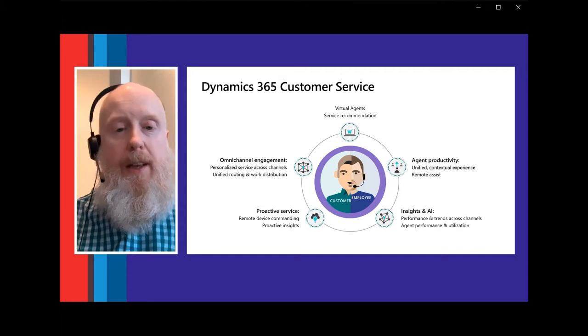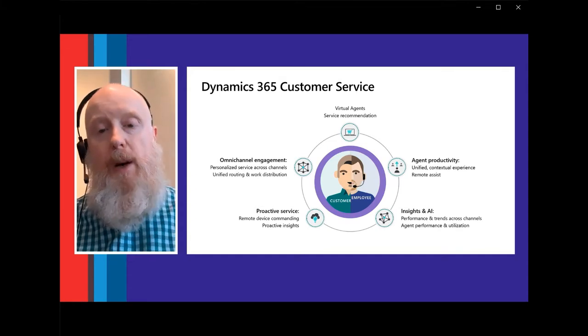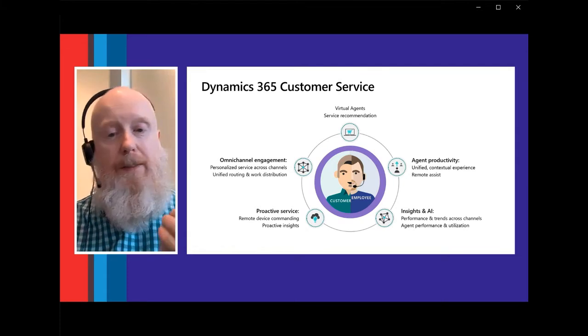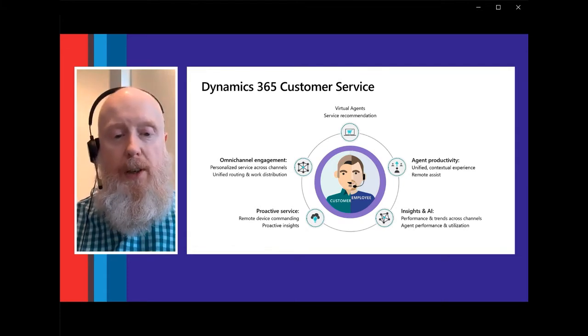As an agent working in a call center, I can see my work. It's distributed to the right person at the right time. We've got full SLA management, lots of KPIs so I can know what's going on.